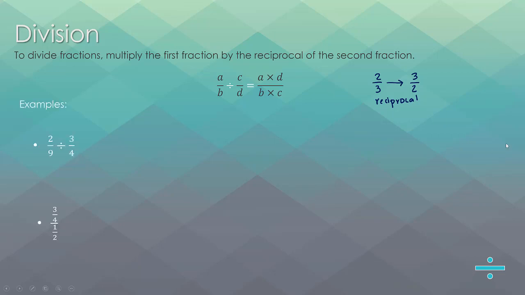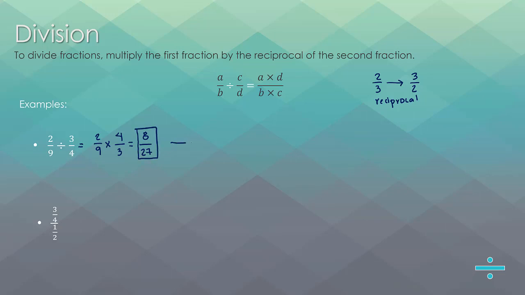Now, let's see this process with the examples. 2/9 over 3/4. So the instruction says to multiply the first fraction times the reciprocal of the second fraction, in this case 4/3. That would give us 2 times 4, 8, and 9 times 3, 27. Okay, since we can't simplify this, this is our final answer. Okay, so this is correct.